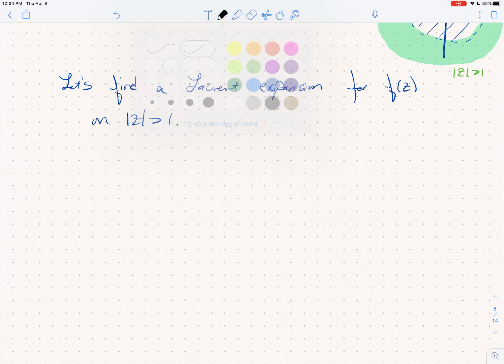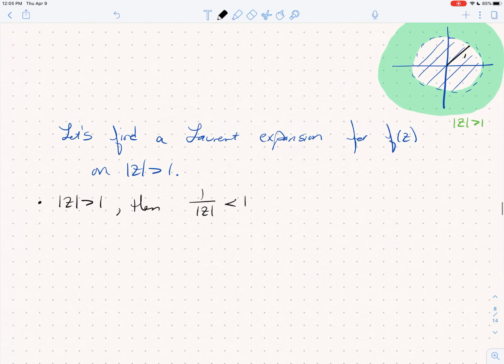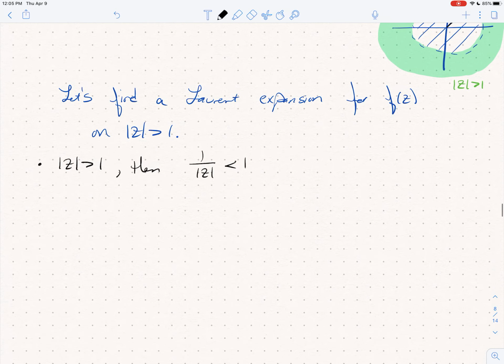Well, first off, let's realize that if the modulus of z is bigger than 1, then 1 over the modulus of z is less than 1. And that kind of gives me the key here: I'm going to look to end up with a 1 over z in my original formula. So I'm going to start with 1 over 1 minus z. And I'd like right here to get a 1 over z, because then I can use the classic geometric series expansion. So I'm just going to do some algebra.